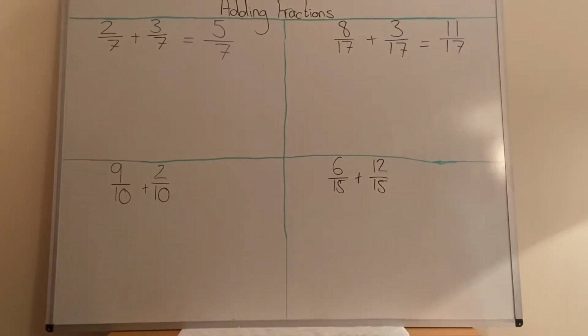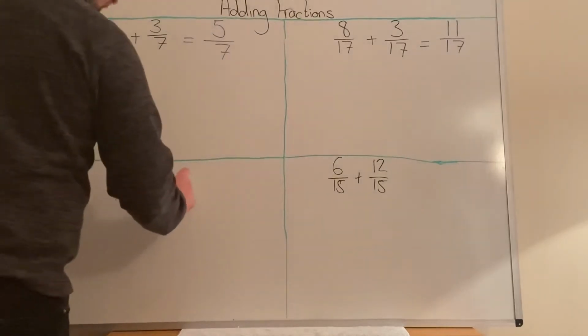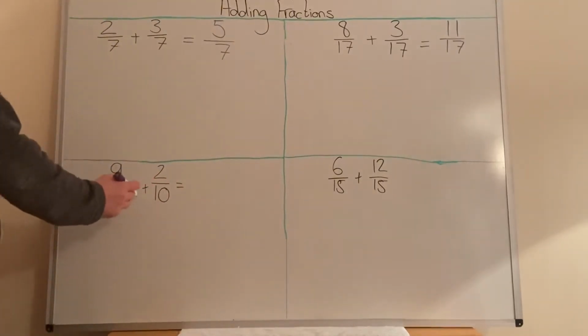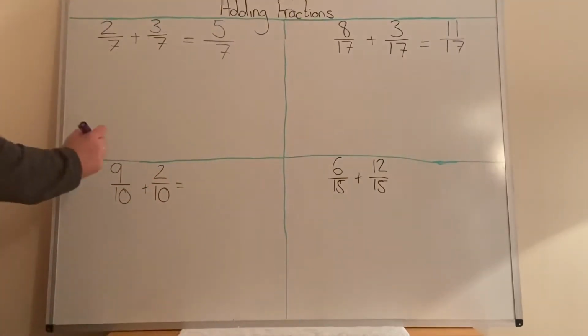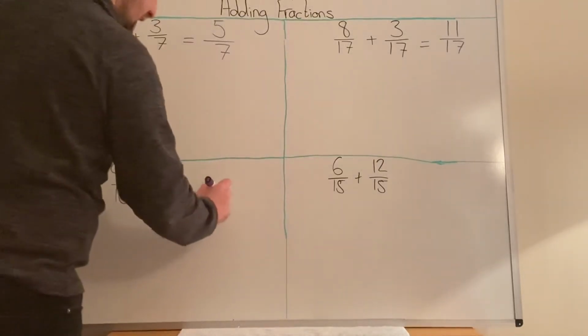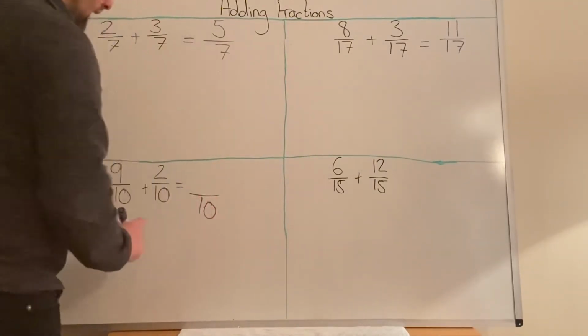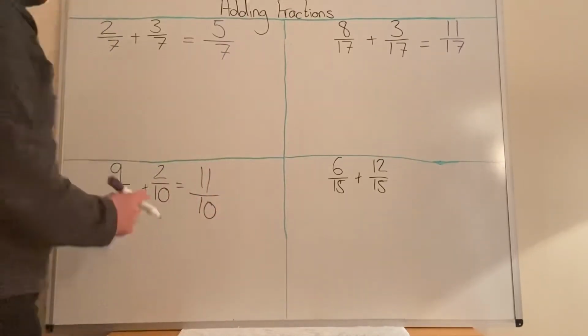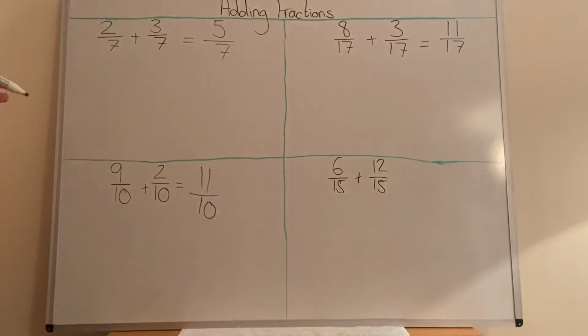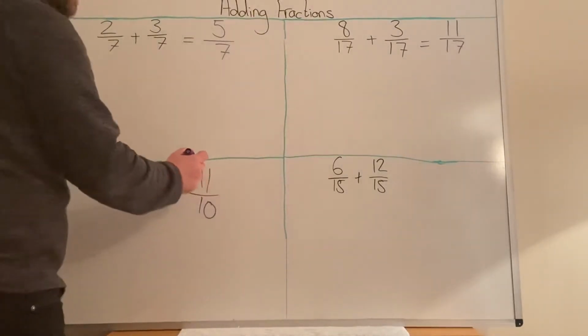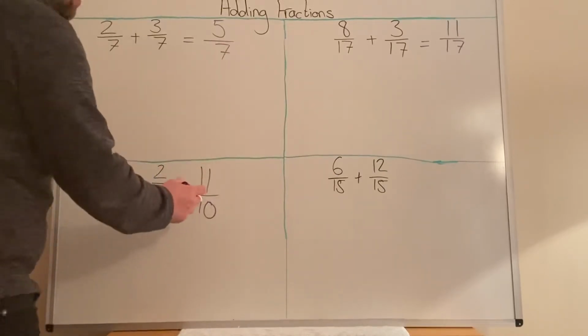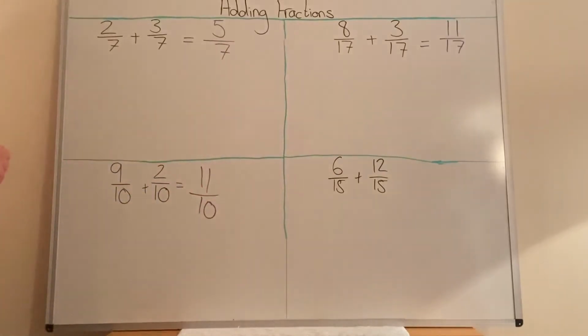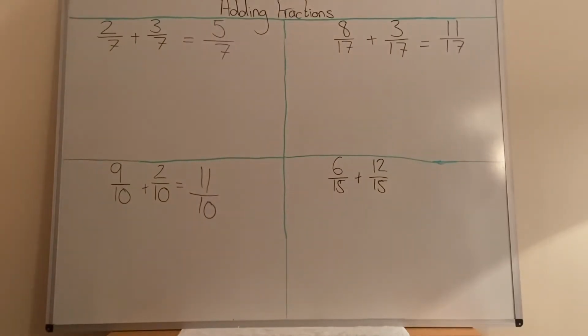First of all, though, we're dealing with tenths. Just like we did there, we're not going to add the tens together, so we're still out of 10. However, this time we're going to add them, and we're going to get 11. Now, what we've got here is a top-heavy fraction. It's where the top number, the numerator, is bigger than the denominator, the bottom number. When that happens, we need to change that fraction around. We need to make it look better.